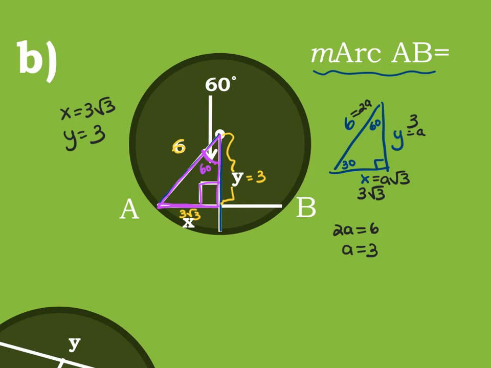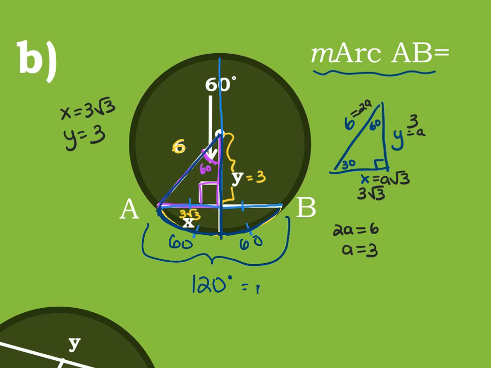Now the last thing it wants is arc AB. So remember that we said if a diameter is perpendicular to a chord, it's going to bisect it and also its arc. So because this here is a central angle, that's 60 degrees, this arc here is 60 degrees. This would be equal to that, and AB, using the arc addition postulate, would be 120 degrees.